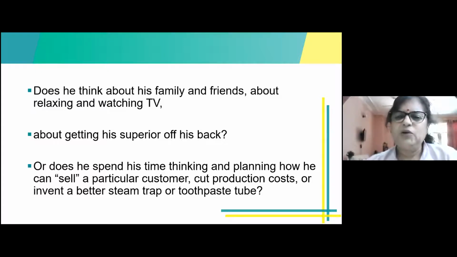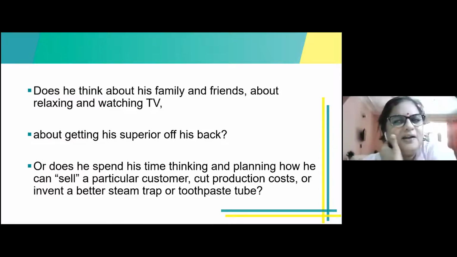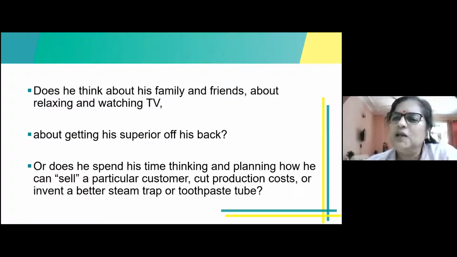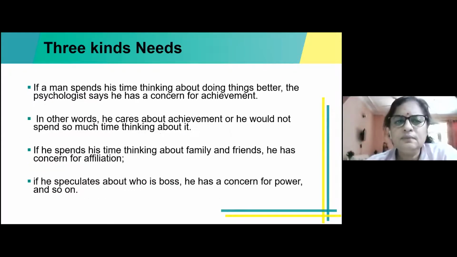is he thinking about how do I get the superior off my back? Or how do I win over this person? How do I become a person who occupies a position of power? Or does he think and plan how he can sell to a particular customer? How can he cut production costs? Or how can he invent a better mousetrap, toothpaste tube? Or how can he create a new product, a unique product?